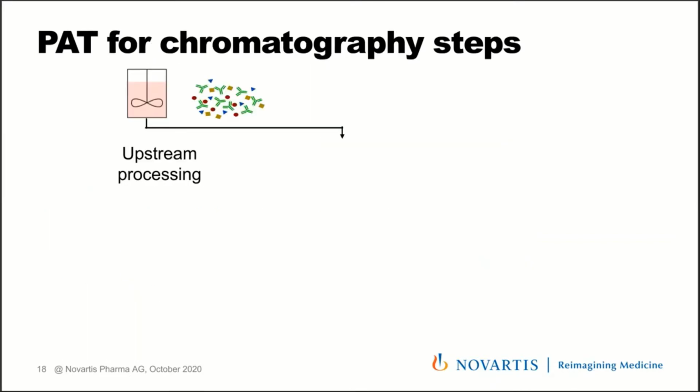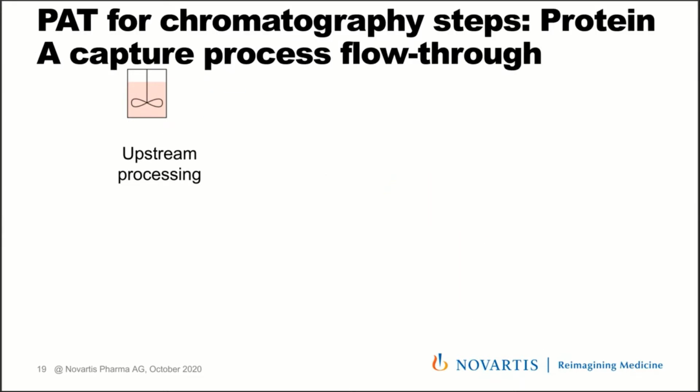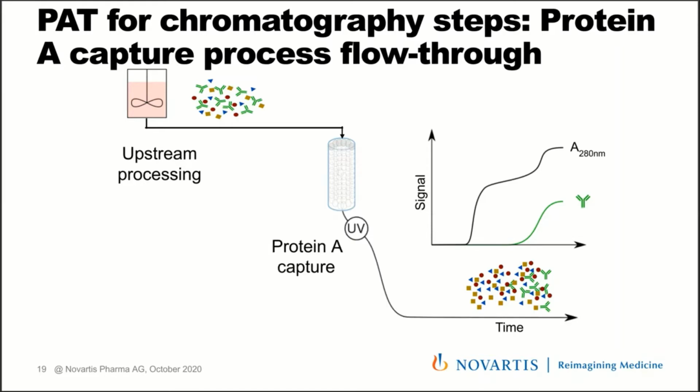Briefly, when we are talking about PAT for chromatography steps: from the upstream processing, the harvest goes directly to the protein capture. Then we have some impurity clearance, and this is further polished in the polishing steps. When we talk about protein A capture, at the time when the product is eluted from the protein A column, we have this kind of signal output from the existing UV sensors. Of course, we would like to see what's inside, the specific component of interest, and here is our protein of interest.